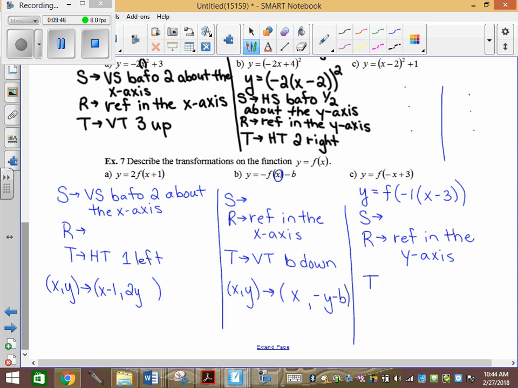Translations. Horizontal translation, 3, right. So x, y will become something and y. What's that something going to be? Negative x plus 3. Okay, not too bad.